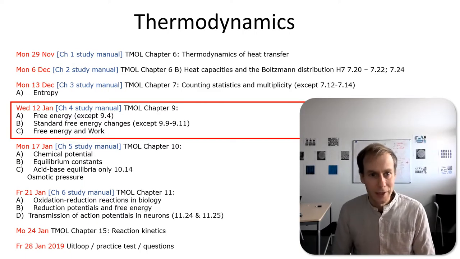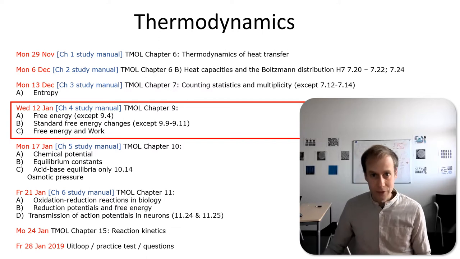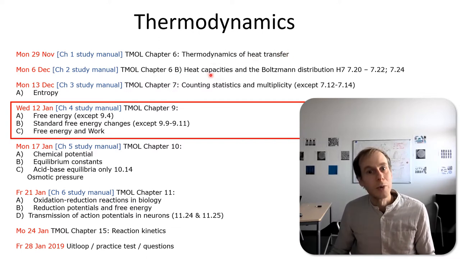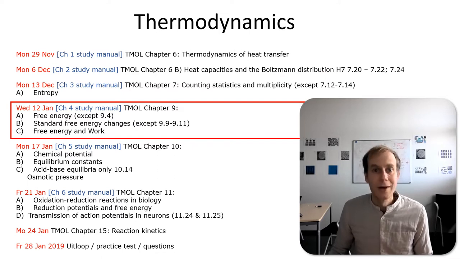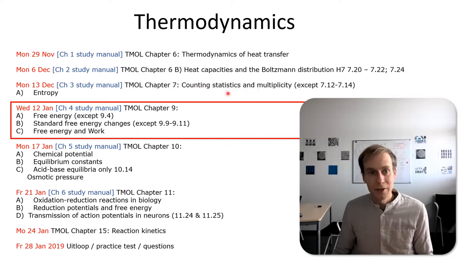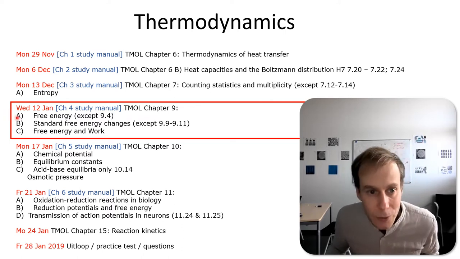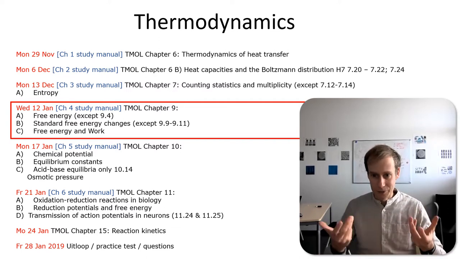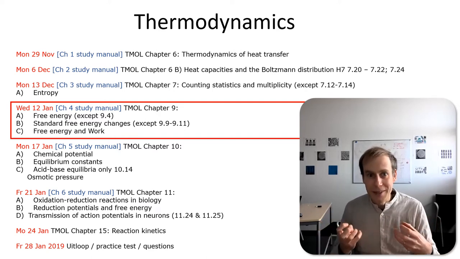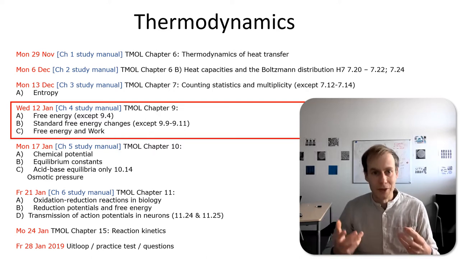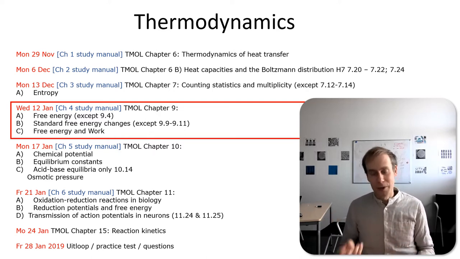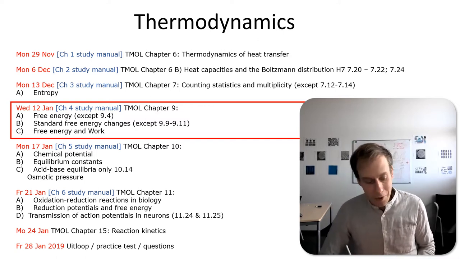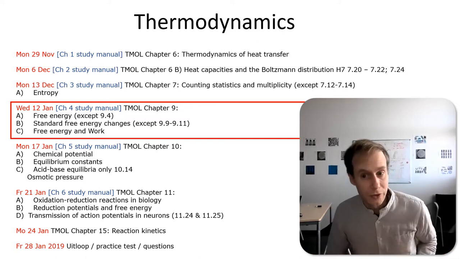So, where are we? We have now covered three classes. First, the thermodynamics of heat transfer. We spoke about heat capacities and the Boltzmann distribution. We introduced the second law of thermodynamics, so-called counting statistics and multiplicity, and we talked about entropy. Today, we'll introduce a new concept called free energy. Free energy is a very important concept in biology because it tells you how the molecular machinery of the cell is fueled, basically is powered to carry out all these complex biochemical processes that are necessary for us or for any living being to function.